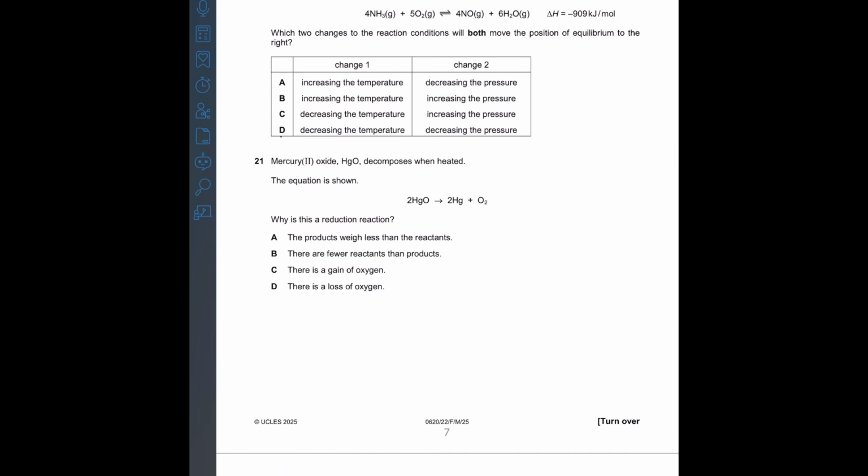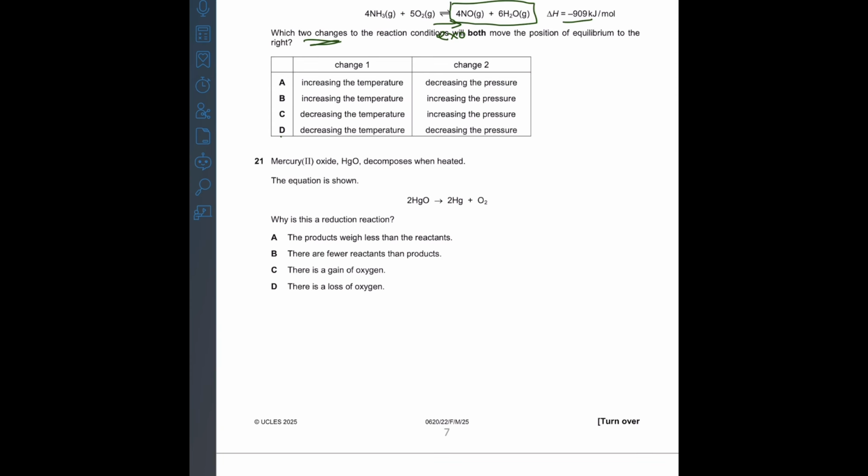Question number 20. We are halfway there. The equation for the reaction between ammonia and oxygen is shown. And we are also given that it's an exothermic reaction. The forward reaction is exothermic. This is exo. And we are asked to find which two changes to the conditions will both move the position of the equilibrium to the right, to the side of the product.